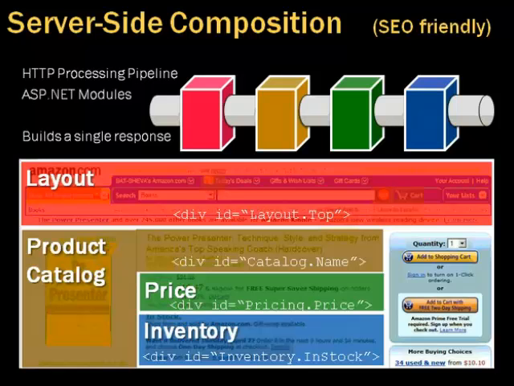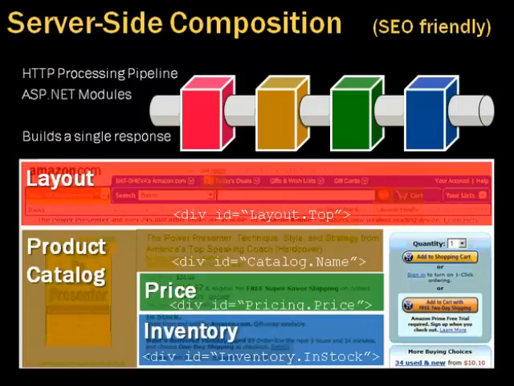So when price gets the request, it has its own ASP.NET module, and says, okay, someone has asked for a product page. I get to look at the URL and say, oh, that's the product ID. Go to my pricing database, get the price, and spit out a div containing that price. And the same thing in terms of inventory. Is the product in stock or not? When will it ship?